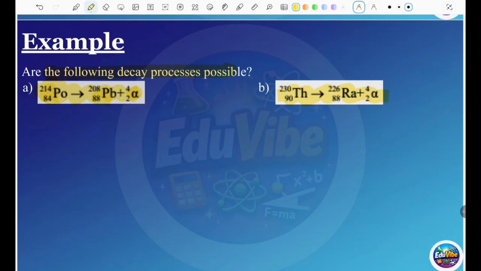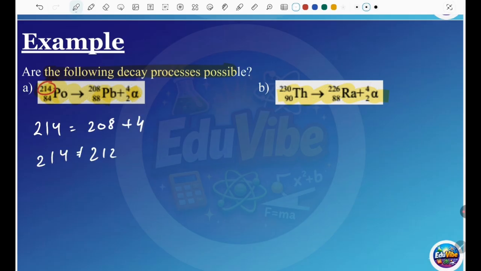How can we say that it is possible? We find the number of nucleons before and after the reaction. Firstly, on the reactant side, how many nucleons do we have? We have only this one. This upper number denotes the number of nucleons, so it's 214. Is 214 equal to 208 plus 4? When you calculate this, you get 212, which is not equal. This must be equal on both sides, so this decay is not possible.